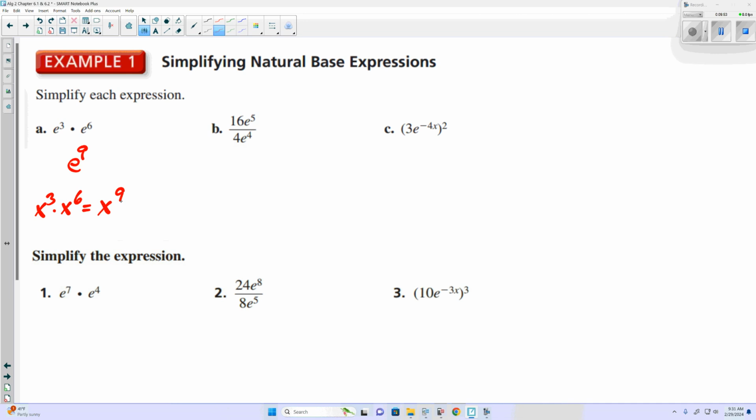So for our second one, 16 divided by 4 is 4 over 1, yes? So e to the fifth over e to the fourth is, I believe, what we have, yes? It would be 1, because when we divide like bases, we subtract the exponents. So 5 minus 4 is 1, yes? Is it bigger on top or bottom? So indeed, it would be 4e.